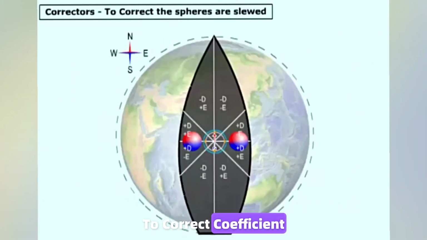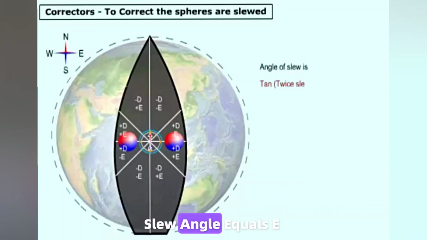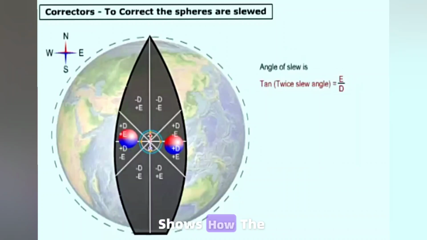Correctors. To correct coefficient E, the spheres are slewed. The angle of slew is given by: tangent of twice the slew angle equals E over D. The animation shows how the spheres are slewed for correcting a positive D and a positive E.